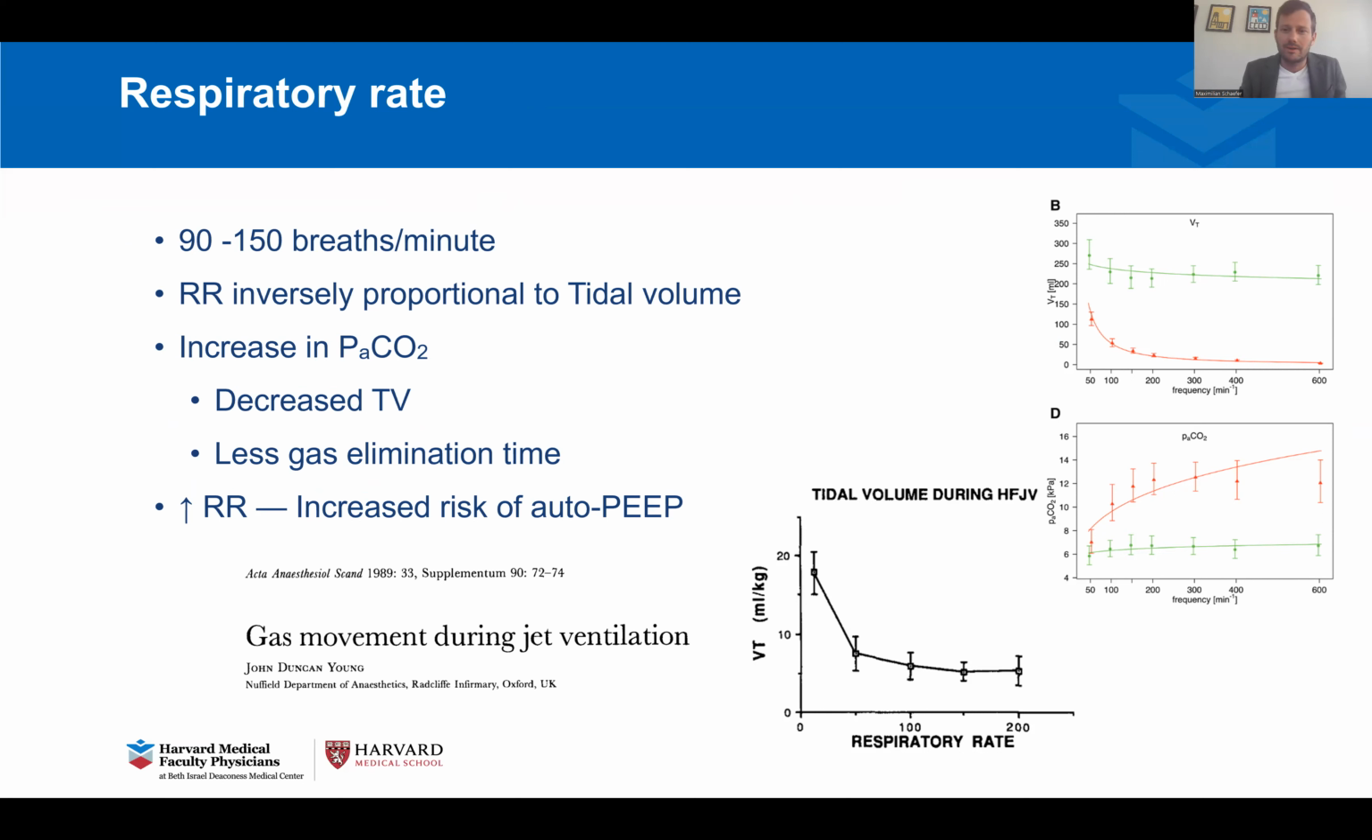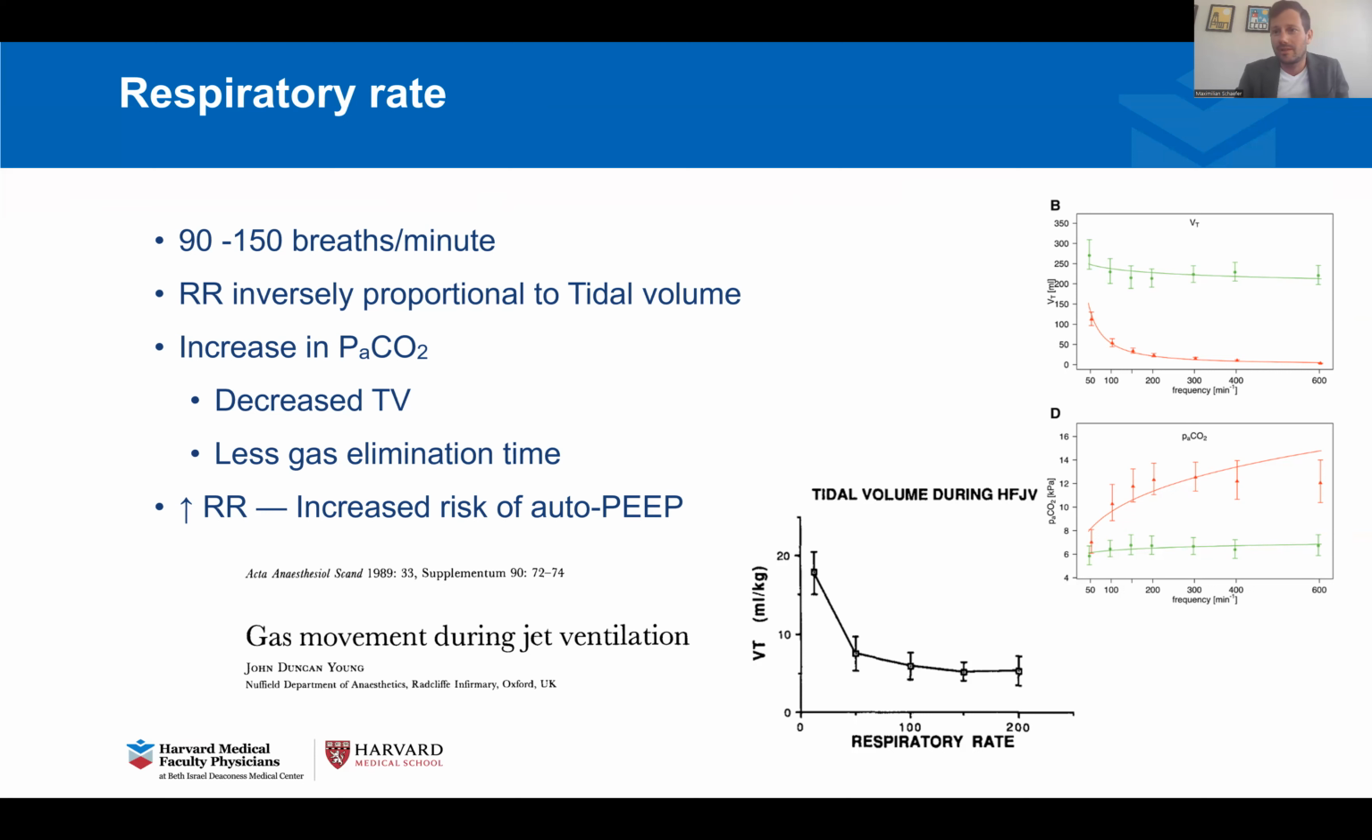So if you want to increase the gas exchange, the respiratory rate isn't always an ideal measure to do this, because it's very hard to predict the effect on minute ventilation if you change the respiratory rate. It's much better to just change the driving pressure, then you will always know what the effect on tidal volume is. So if you increase the driving pressure, you always have a higher tidal volume. If you decrease the driving pressure on jet ventilation, you always have a lower tidal volume. If you change the respiratory rate, it can go either way.